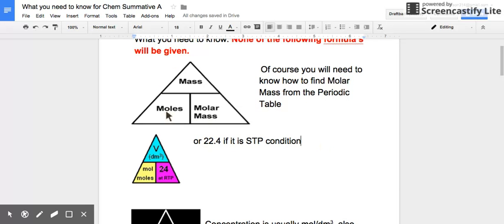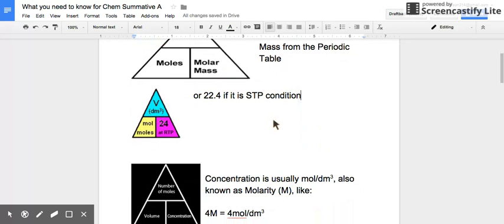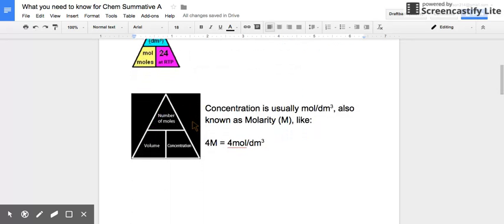So you need to know this triangle for the volume of gas at RTP or STP. Keep in mind RTP's 1 mole is 24 liters, and the other one is 1 mole equals 22.4.